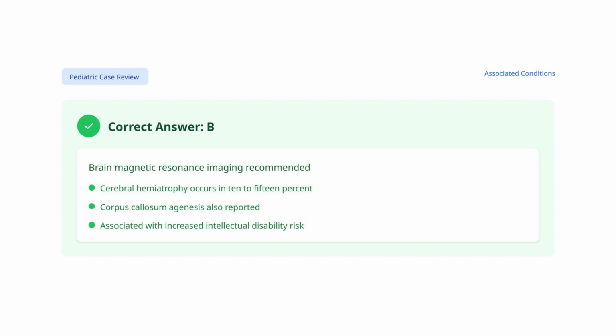Brain magnetic resonance imaging is recommended for comprehensive evaluation. Cerebral hemiatrophy occurs in 10 to 15% of Goldenhar syndrome patients. Corpus callosum agenesis has also been reported. These central nervous system anomalies are associated with increased risk of intellectual disability and developmental delays.